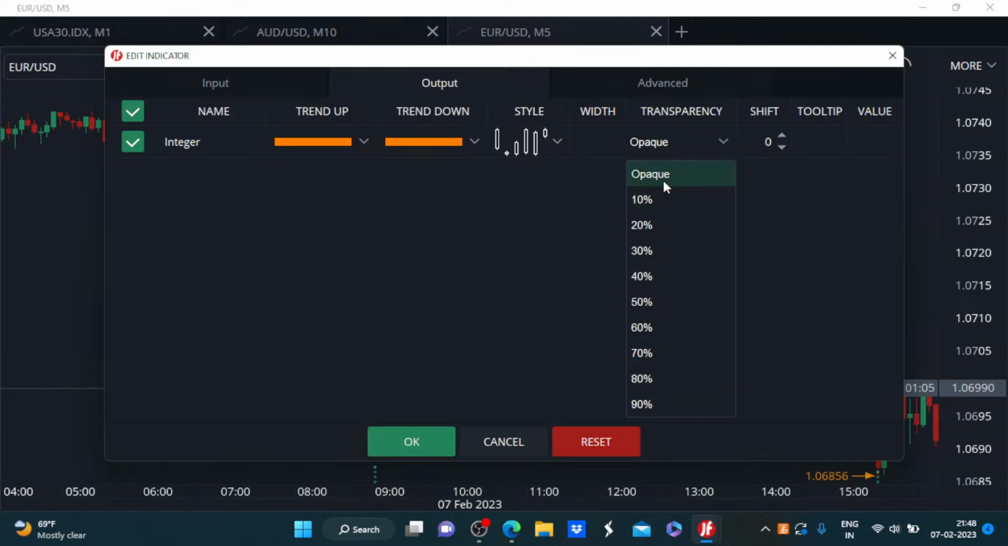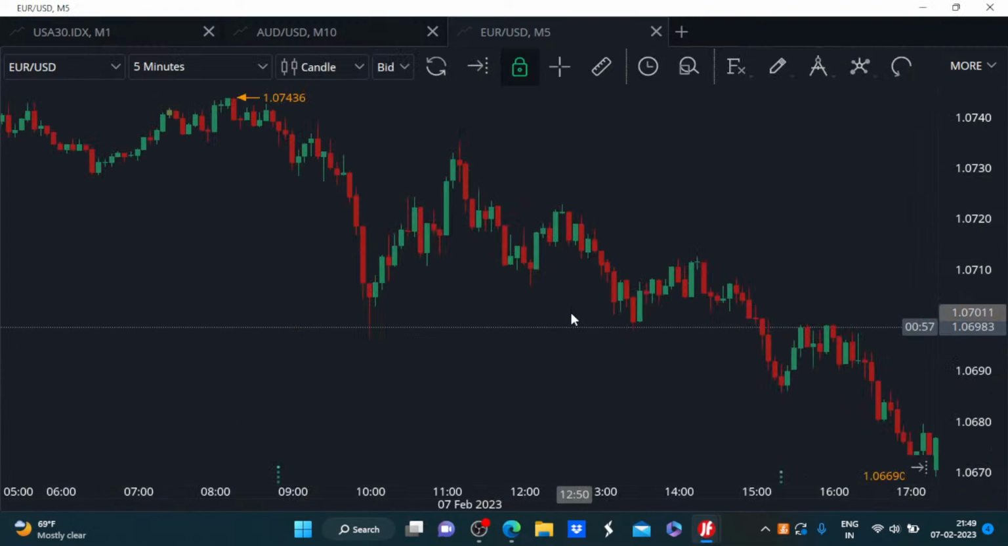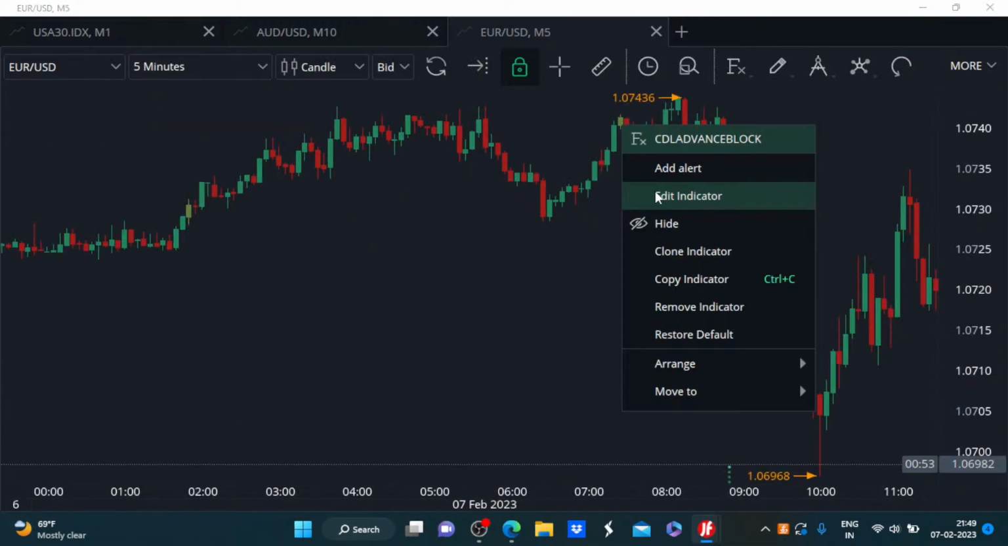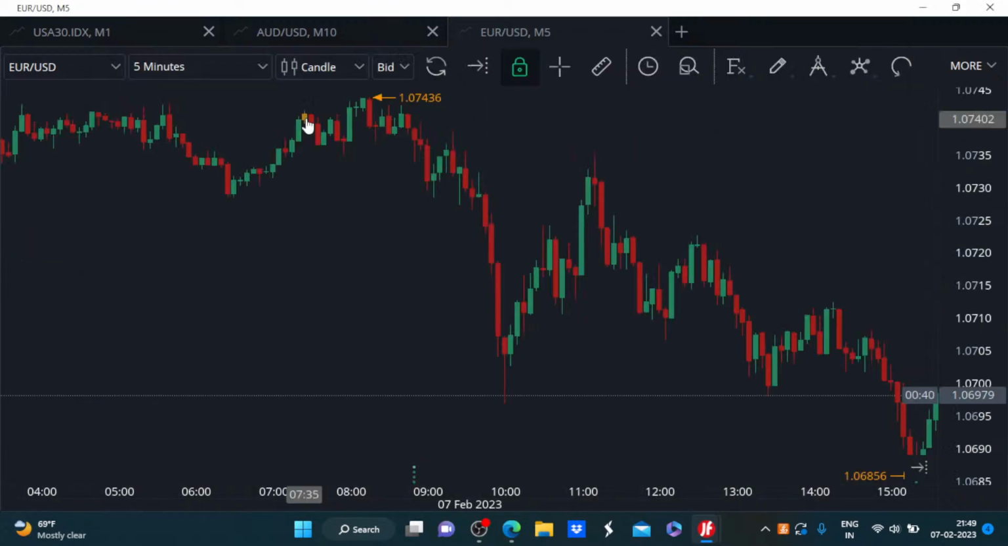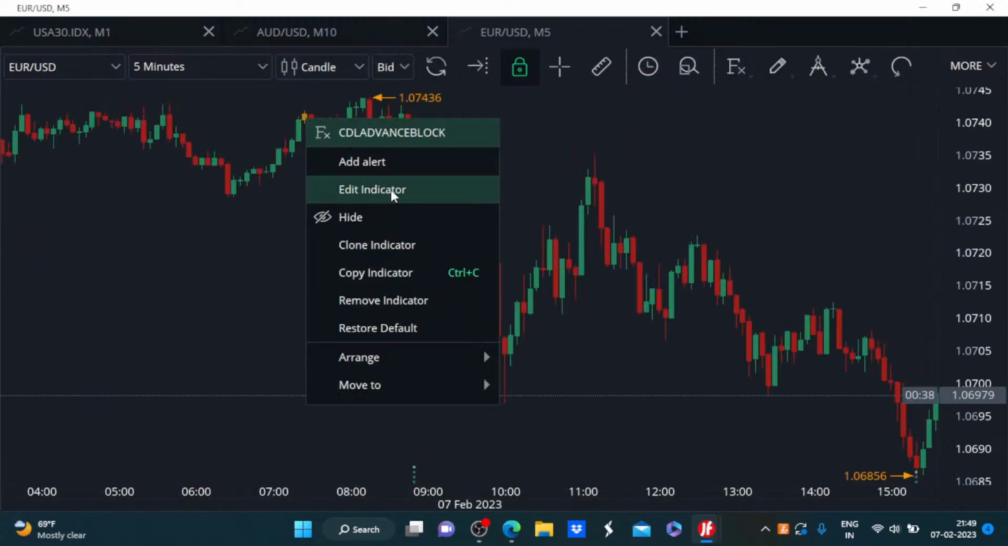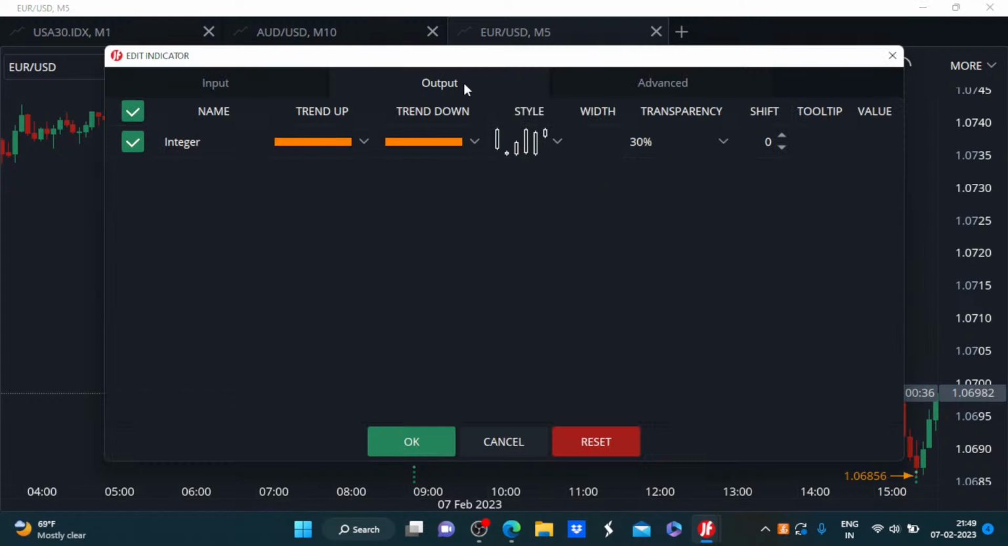If you feel that this is looking too prominent on the chart, you can go for increased transparency, so that will lower this transparency factor. So here we have it, but it is not really that visible. So I will again reduce the transparency. Now it is looking prominent on the chart. Output.